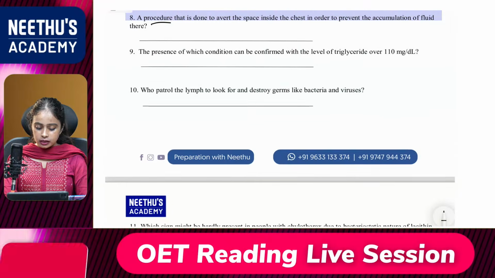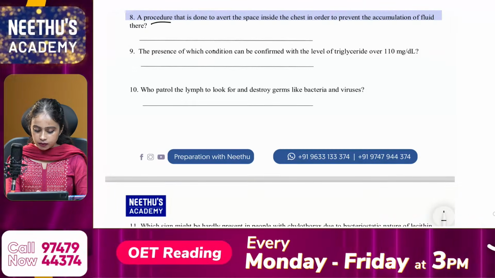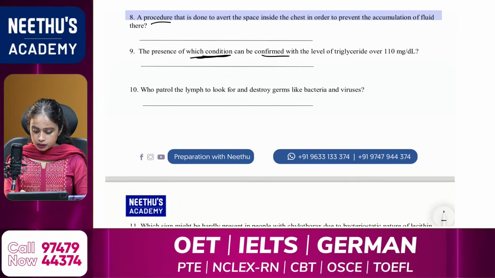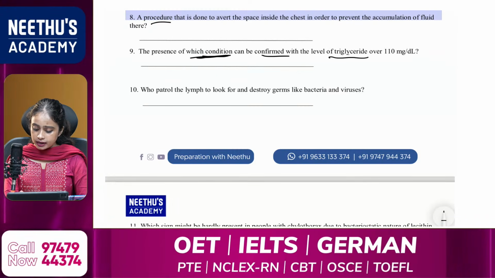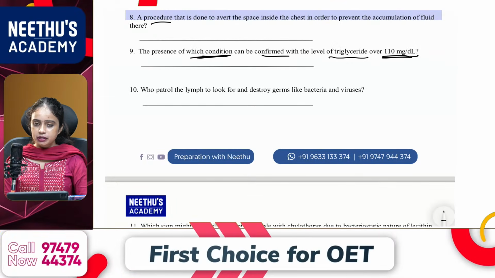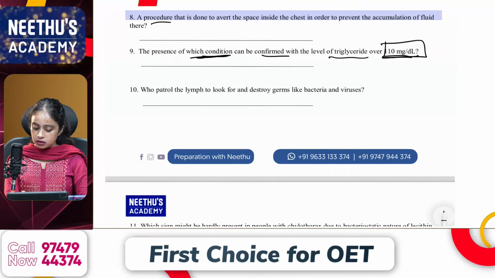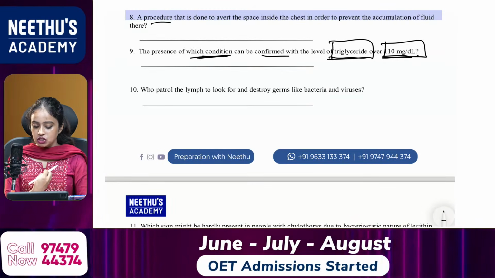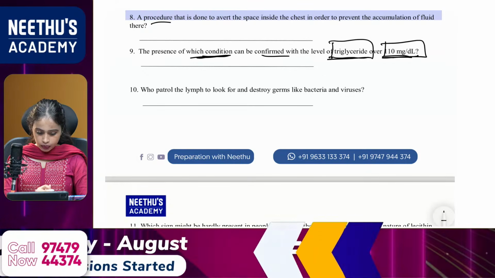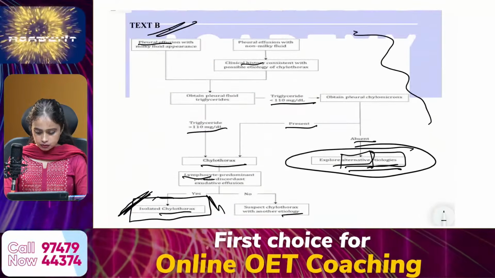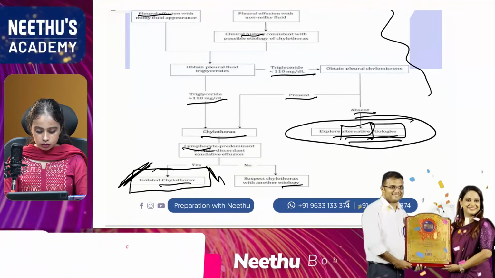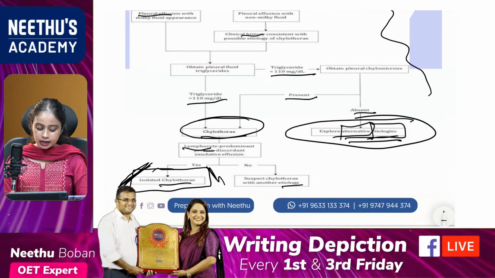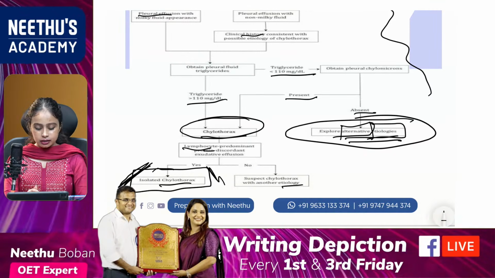Okay, so the 9th one, the presence of which condition can be confirmed with the level of triglyceride over 110 mg per dl. So yes, the measurement, then triglyceride, and the name of the condition we need. So what is the condition? Yes, chylothorax should be the condition. Yes, Hannah, very good. So that is your answer. Yes, that is the correct answer.